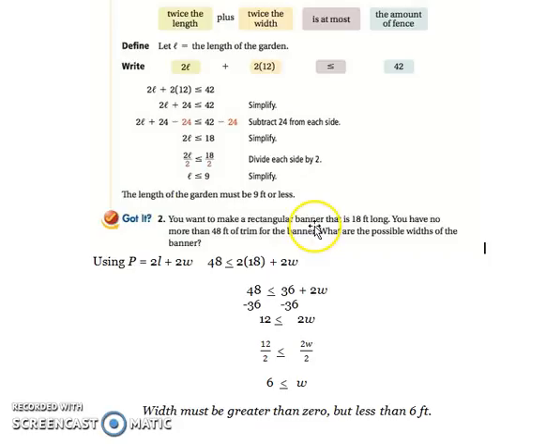You want to make a rectangular banner that is 18 feet long. You have no more than 48. There's that no more than again. I cannot go over 48 feet. What are the possible widths?